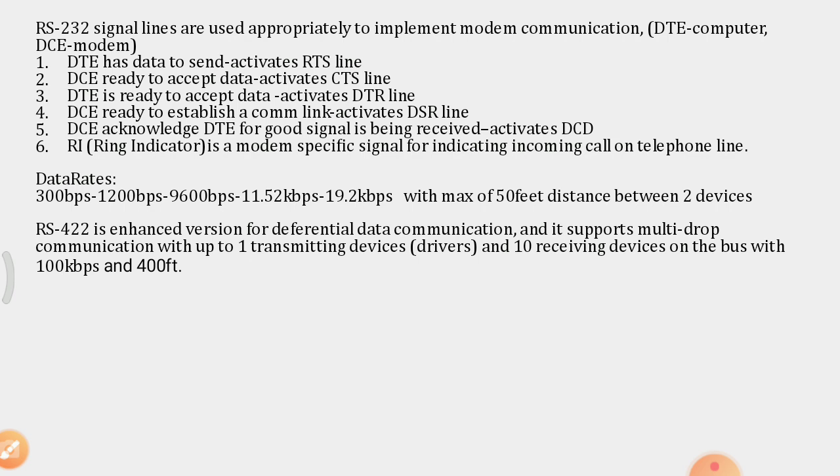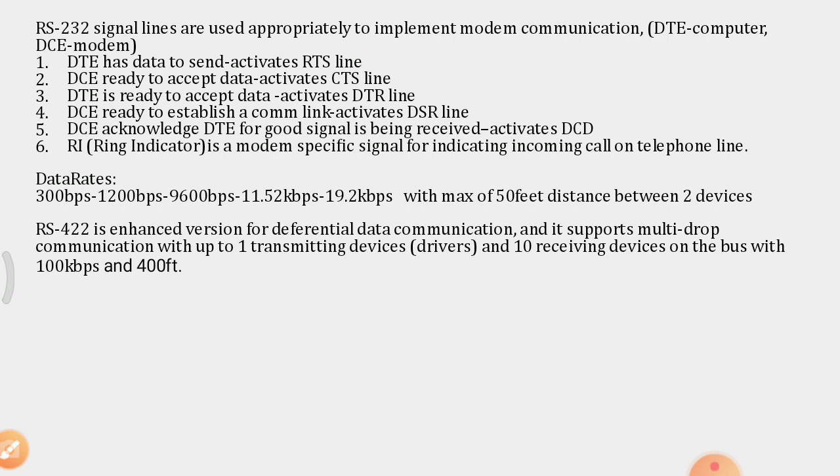DTE has data to send. If the DTE is ready with the data to be sent, then it activates the RTS signal, Ready To Send. RTS is the ready to send signal line, which will carry a signal to the DCE. Then DCE will respond to it. DCE is ready to accept data, so it activates the CTS line, Clear To Send.